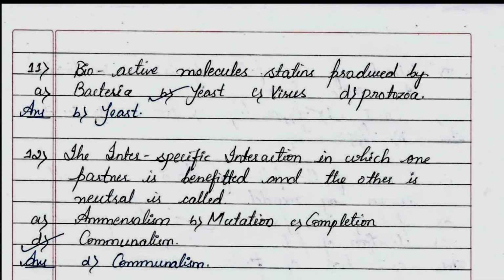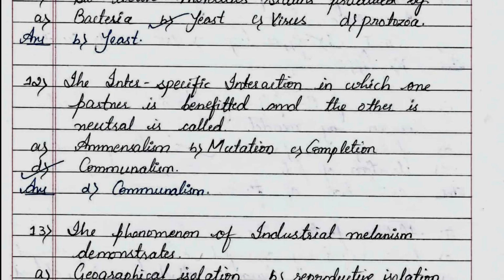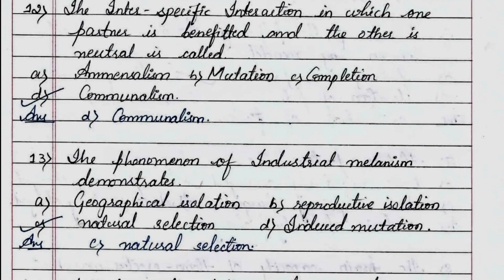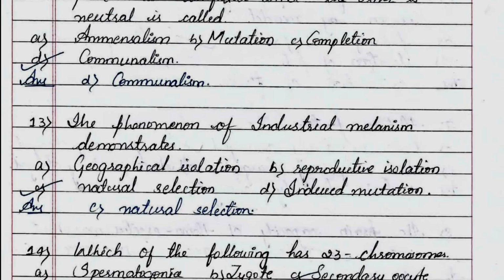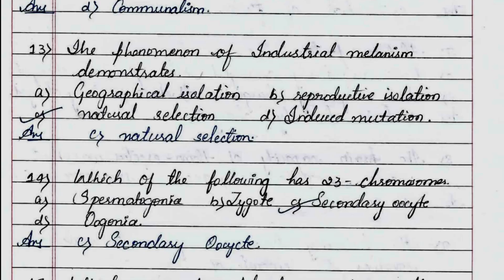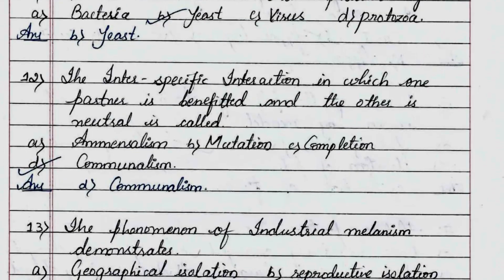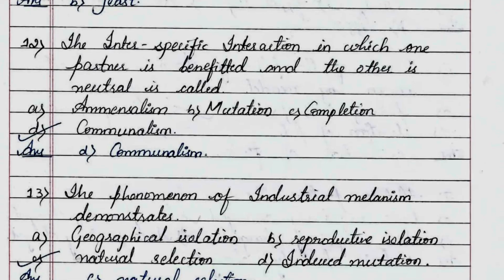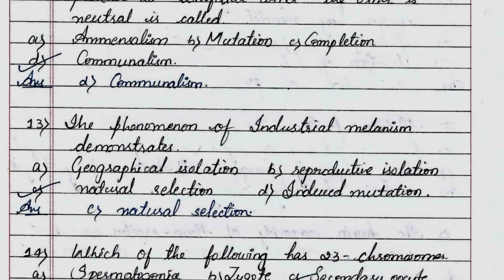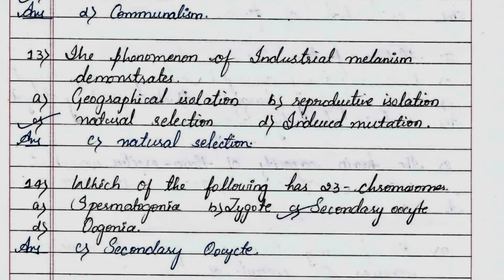Yeast. 12th question: the interspecific interaction in which one partner is benefited and the other is neutral is called A. Amensalism, B. Mutualism, C. Competition, and D. Commensalism. And the answer is D. Commensalism. 13th question: the phenomenon of industrial melanism demonstrated. Options are A. Geographical isolation, B. Reproductive isolation, C. Natural selection, D. Induced mutation. And the answer is C.